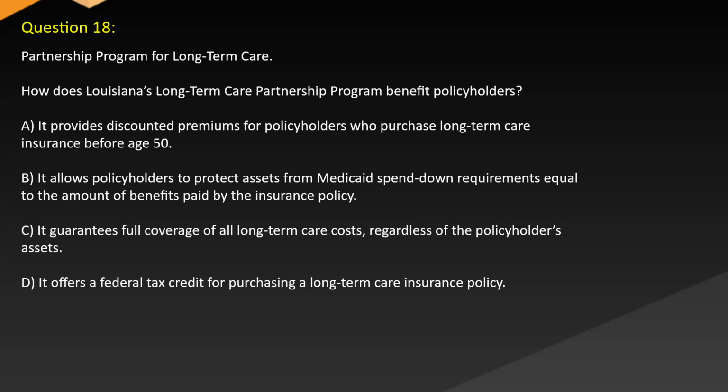How does Louisiana's long-term care partnership program benefit policyholders? A. It provides discounted premiums for policyholders who purchase long-term care insurance before age 50. B. It allows policyholders to protect assets from Medicaid spend-down requirements equal to the amount of benefits paid by the insurance policy. C. It guarantees full coverage of all long-term care costs, regardless of the policyholder's assets. D. It offers a federal tax credit for purchasing a long-term care insurance policy.